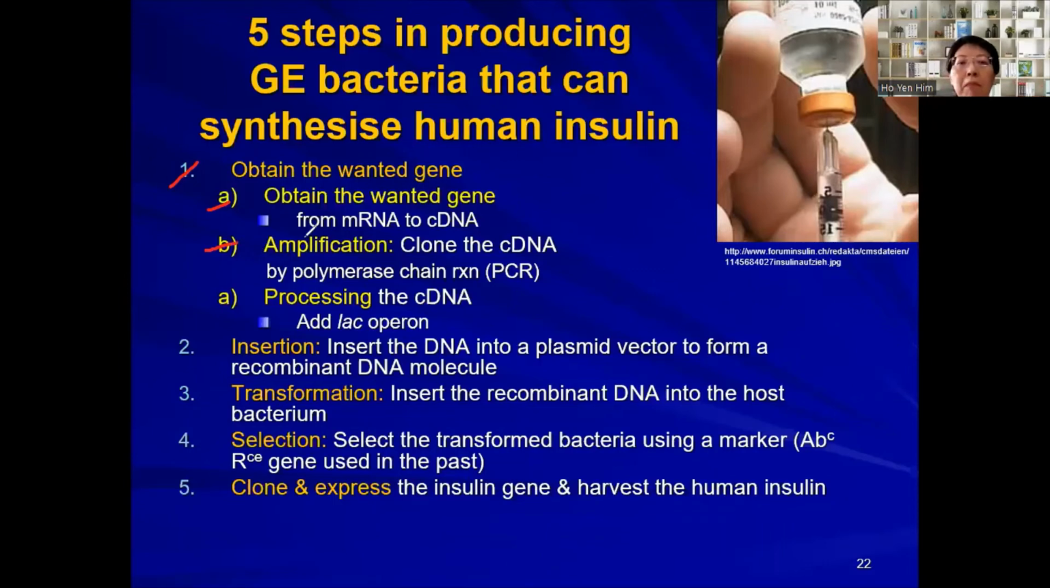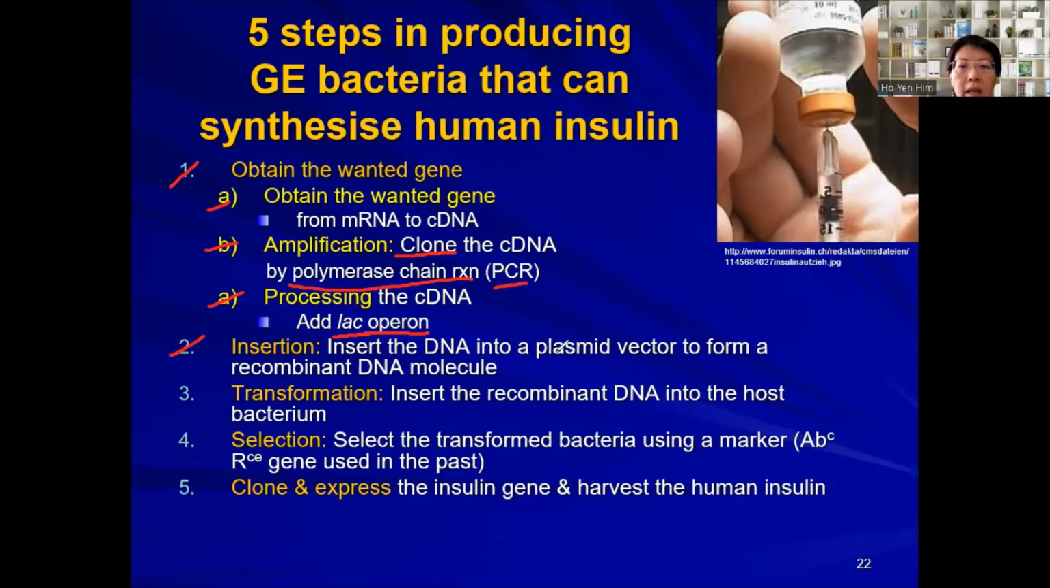This step is called amplification. Amplify means to make it more. So what do we do? We clone the DNA. Later on, you will see how to clone the DNA using this technique called polymerase chain reaction, in short PCR. Then after that, you have to process the cDNA by adding a lac operon to it. You need to add a lac operon in front or upstream of the insulin gene. Later on, you will know why. Actually, now you also know why already, right? So after that, your DNA is ready already.